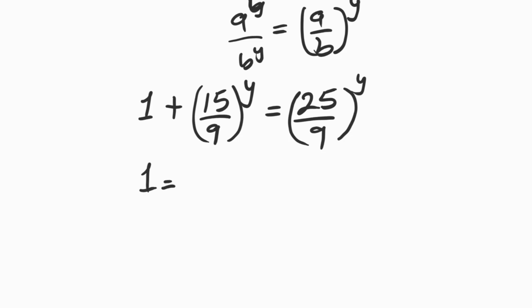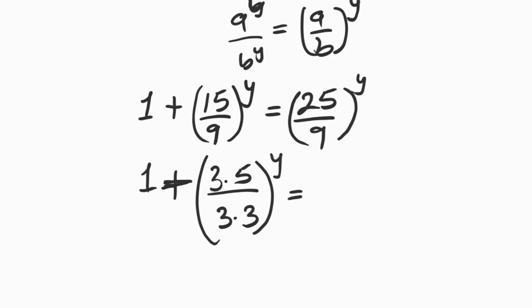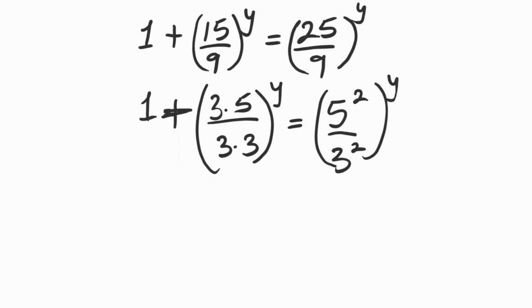We can break up 15 and 9 as well as 25 and 9. And if we do that, we have 15 is the same thing as 3 times 5, and 9 is the same thing as 3 times 3. 25 is the same thing as 5 squared, and 9 is 3 squared, raised to the power y. Now this becomes, 3 can cancel out, and then we have 5 over 3 raised to the power y.